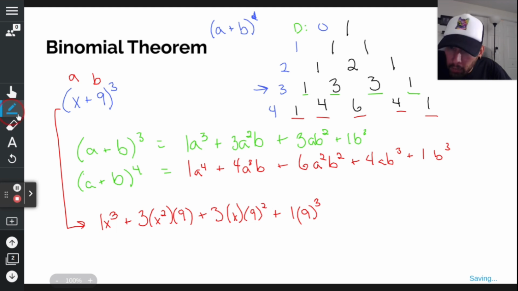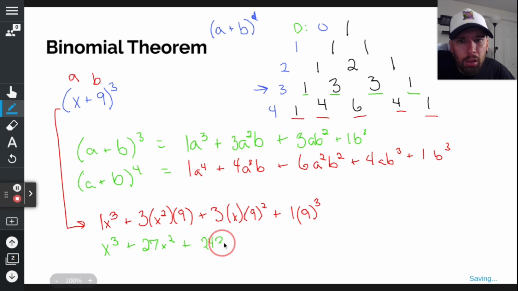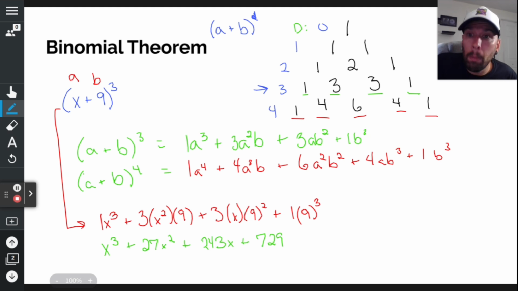And then it's just a matter of simplifying. I don't need 1 in front of x cubed, okay? 3 times 9 is 27, 27x squared, plus 3 times 81 is going to be 243x. 9 times 9 times 9 is 729. I knew that. Okay? So that right there, boys and girls, is the binomial theorem in action.